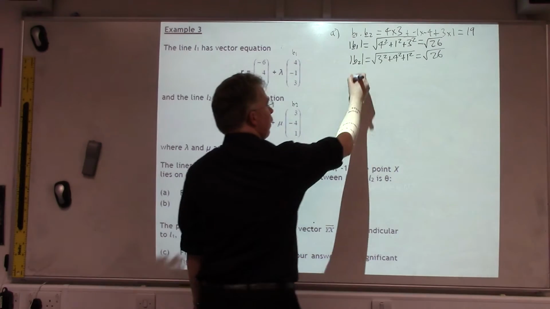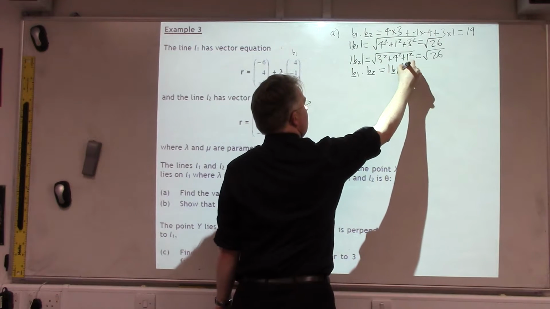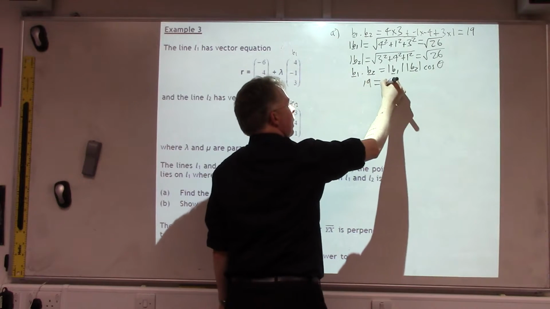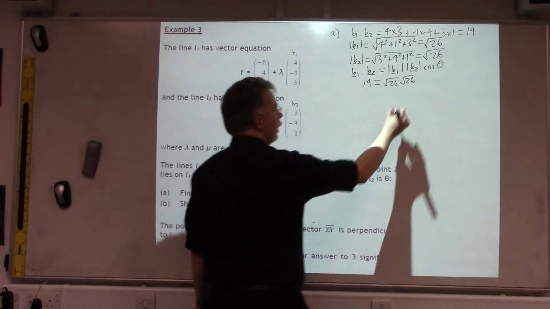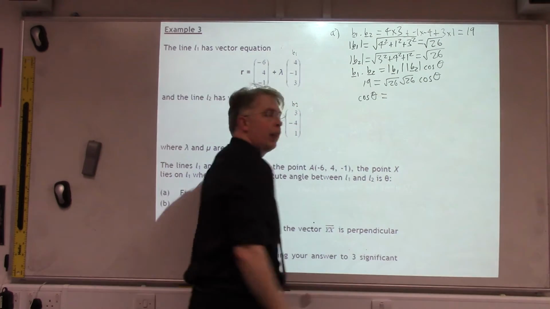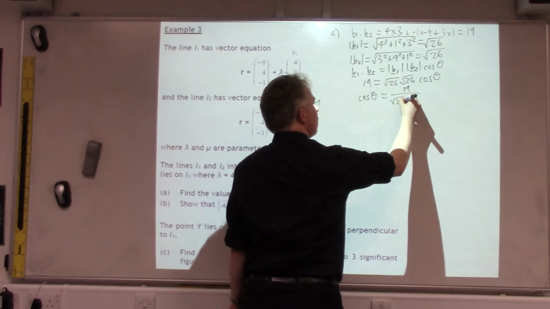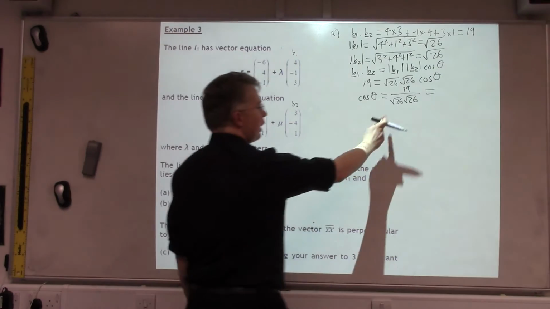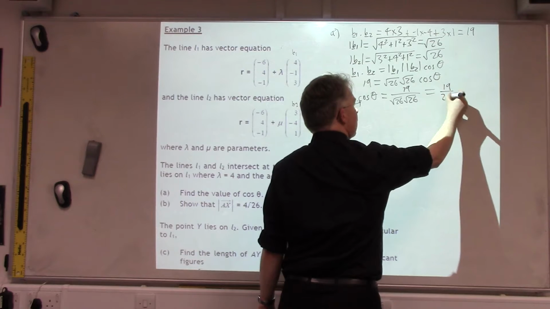Stick them into the scalar product formula. So 19 equals root 26 times root 26 cos theta. So cos theta, divided by the square roots, and then simplify. You could use a calculator to simplify, but in this case, root 26 times root 26 is 26, so it's 19 over 26.